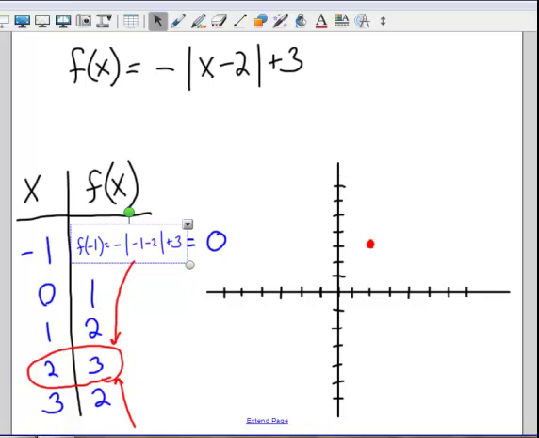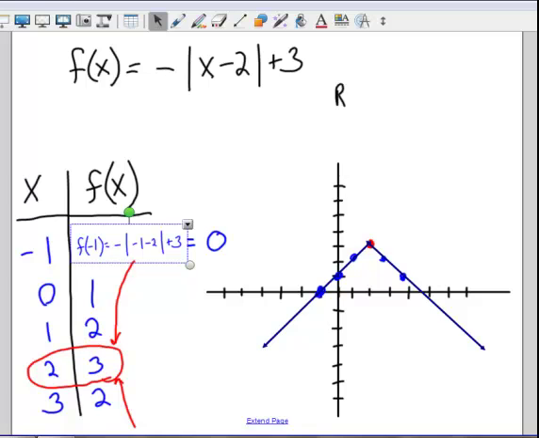So let's graph that. There's my vertex. Let's graph all these other points. And when I connect those, I get this graph. It's an absolute value graph. However, it's upside down. The vertex is now at the top, and the graph is going forever down.